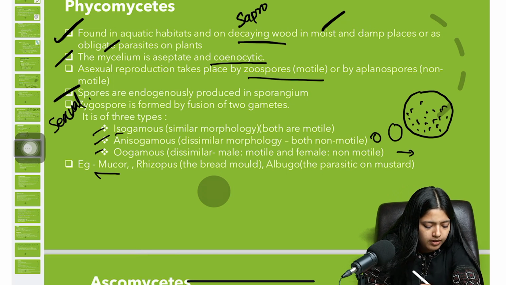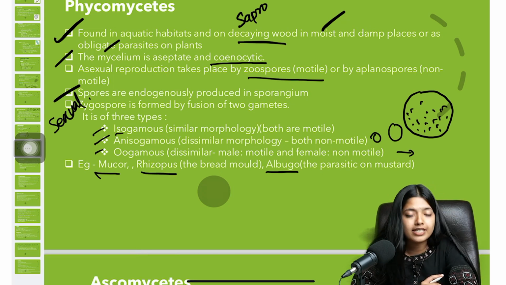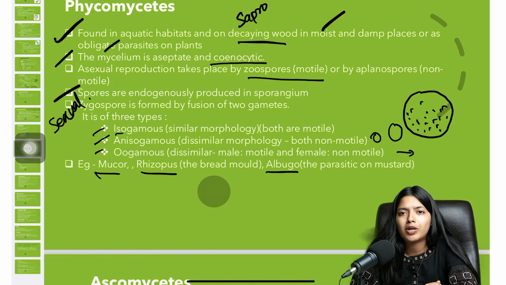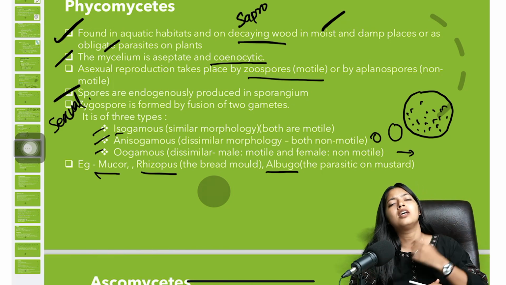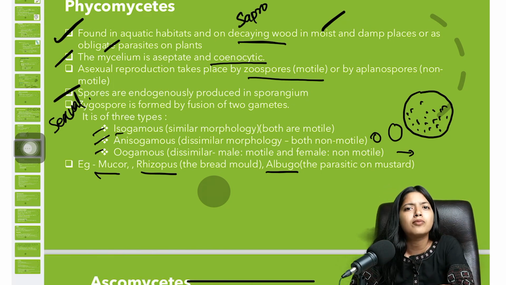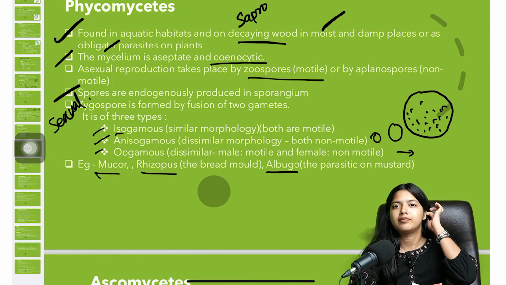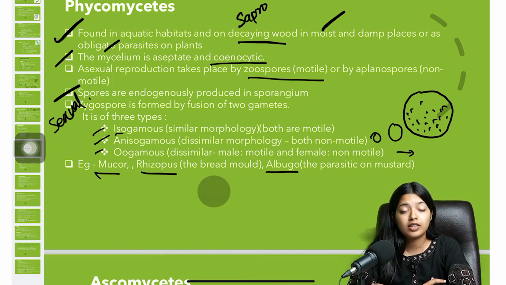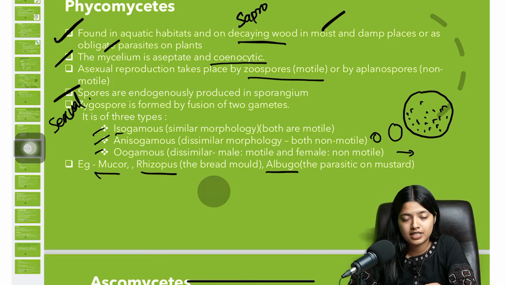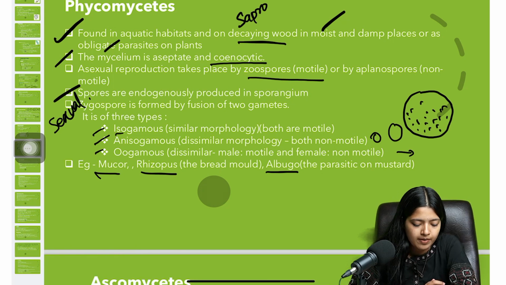Mucor, Rhizopus and Albugo. These are the examples for phycomycetes. Rhizopus is bread mold. What is bread mold? I hope you have seen fungal infections or fungal mycelium formation in bread, stale bread, fungus infected bread. So which is that fungus? It is Rhizopus. Rhizopus is a fungus that grows on bread. If moisture is present, bread will get stale, right? So which is the fungus? It is Rhizopus. Okay, and then Mucor.